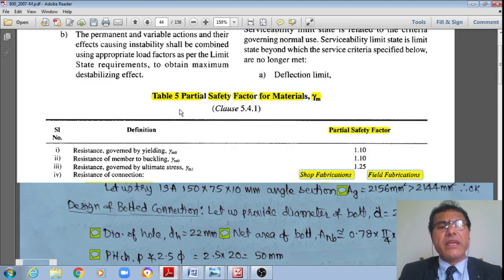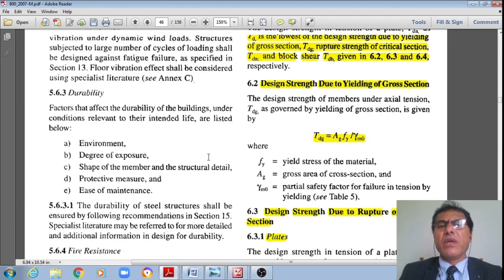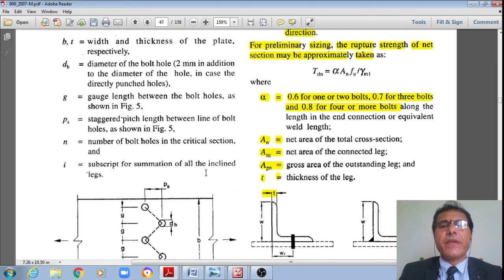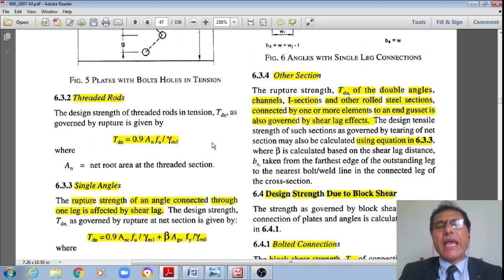Page number 33. Just bear with me for a moment. I am now there in page number 33, because this is a single angle, or actually it applies to other sections also.